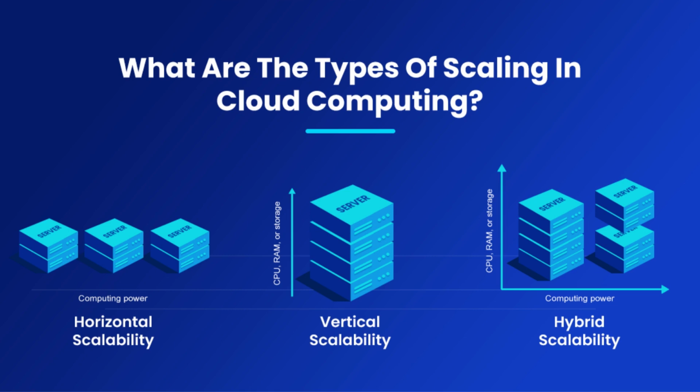The third type is hybrid scalability. Hybrid scalability, known as diagonal scaling, combines both horizontal and vertical scalability to provide a flexible and scalable cloud environment. This type of scalability allows you to add more instances or resources as needed, while also optimizing your existing resources to achieve maximum efficiency. Hybrid scalability is often used for complex applications that require combinations of processing power and efficiency.